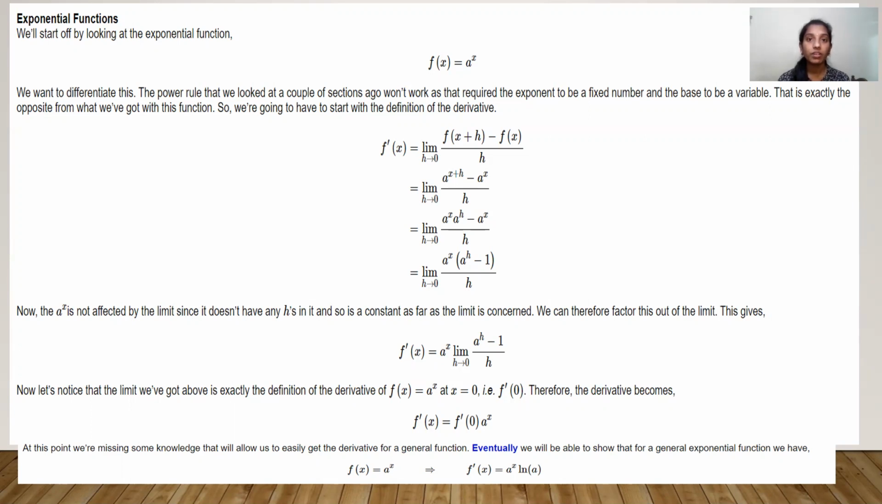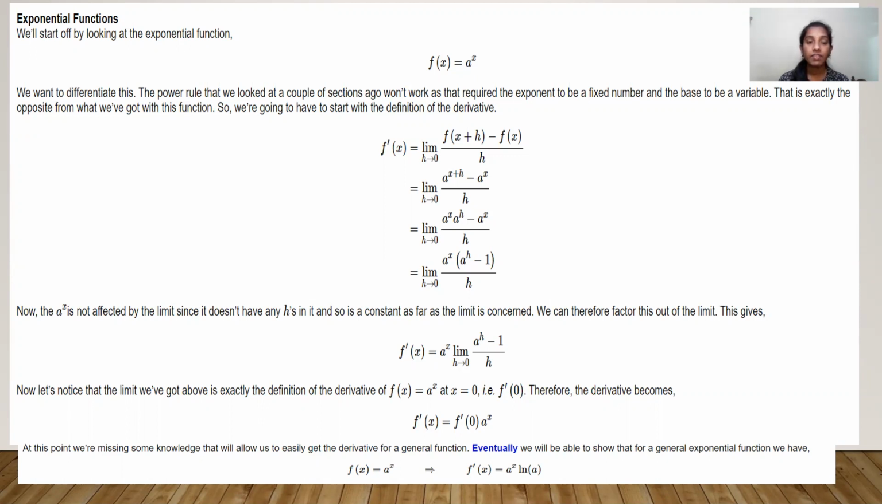From the limits formula, we can conclude that limit h tends to 0 of a power h minus 1 by h is equal to log a. So we finally get that f dash of x is equal to a power x into log a. That means the derivative of a power x is a power x into log a.